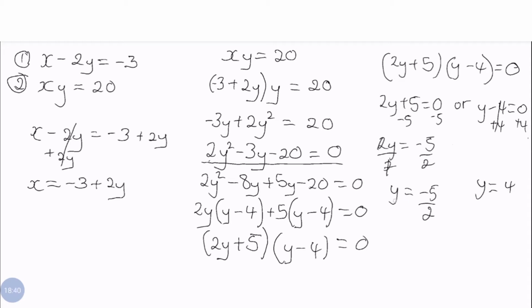So that means we have two values of y now. We have y is equal to -5/2 or y equal to +4. So since we have two y values, we also have to get two x values because we still haven't found our x. So we can use any of these equations, equation 1 or equation 2, to get the value of x when y is this or when y is that. So let us do that now using equation 1 or equation 2, but I will choose to use equation 2.